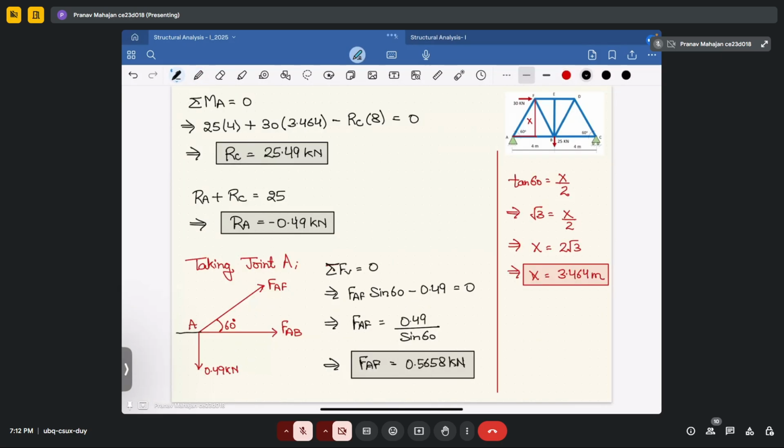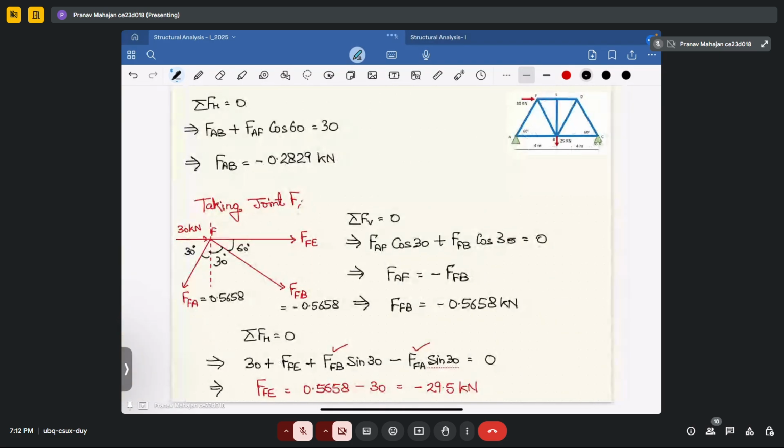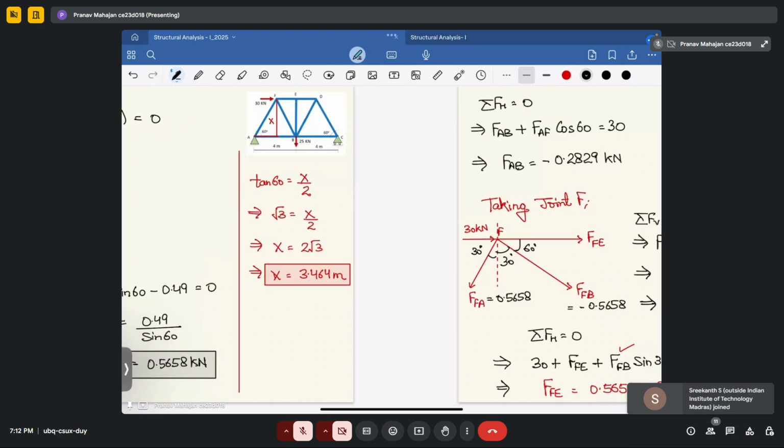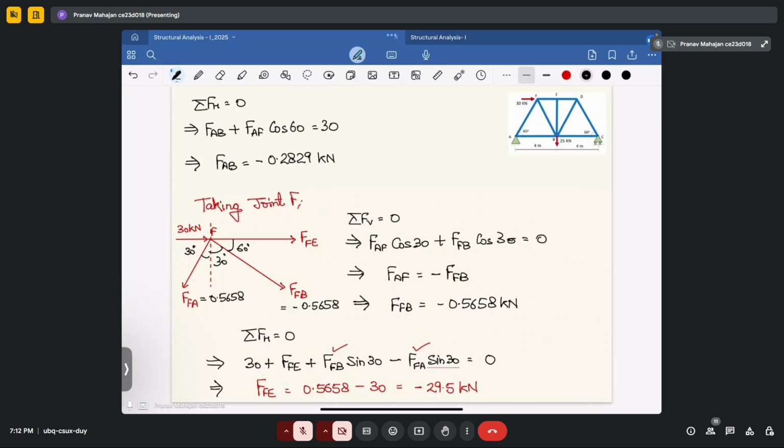So that means one more reaction will come into picture. That is this 30 kilonewton. Fine now? Yes, sir. Okay. So in this case, your FAB will become equal to 30 kilonewton. So this will give you the final answer as 30 minus 0.5658 cos 60 equal to 29.71. Fine.